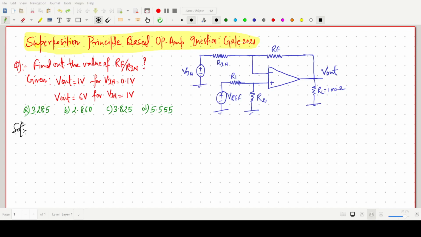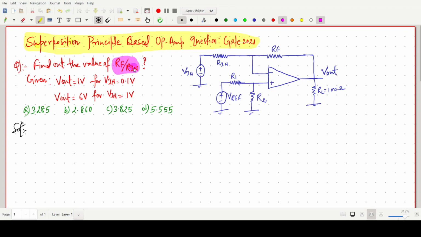Welcome everyone. In this video lecture, we will solve a superposition principle based op-amp question. Basically, this one is an op-amp based question, so we will solve it using the superposition principle. It came in GATE 2021. This is the figure, and in this question, we have to find the value of RF by Rin.